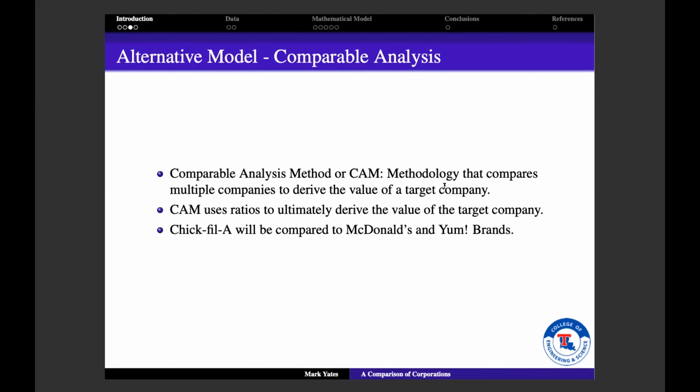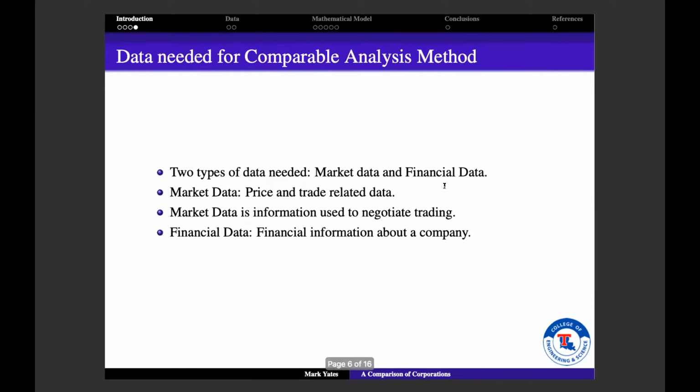But we need to go ahead and look at the data needed to perform the comparable analysis. It turns out that when you do a comparable analysis method, you need two critical pieces of data: market data and financial data. Market data is nothing more than trade and price data that acts as an instrument to tell a trader valuable information about a company that they may want to invest in, or perhaps that they don't want to invest in. Financial data is nothing more than financial information about a company, such as the sales, earnings, things like that.